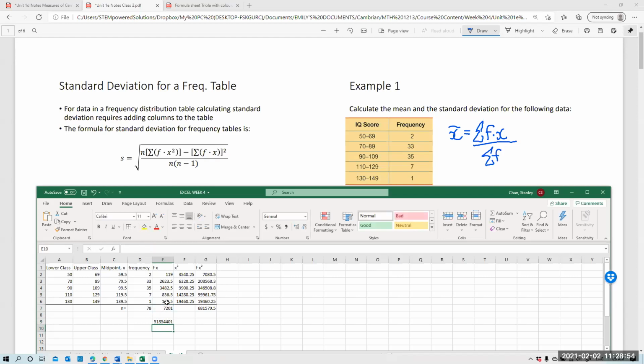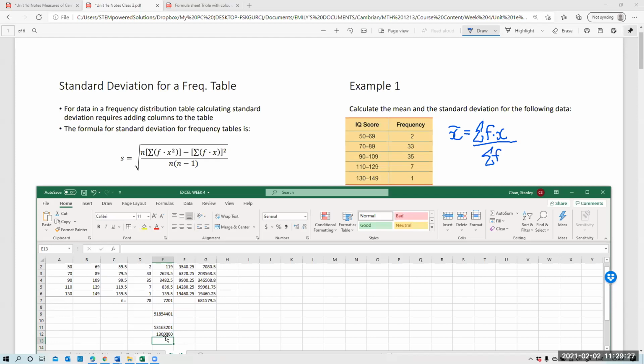Okay, so now in order to do all these equations, what I need to do is take n, which is 78, and multiply it by the sum of f dot x squared, which is this value right here. I'm going to take that value, which is 53 million, and subtract it from the 51 million, which is the square of the sum of f dot x, and that gets me about 1 million. So I'm going to have 1 million divided by 78 times 77.